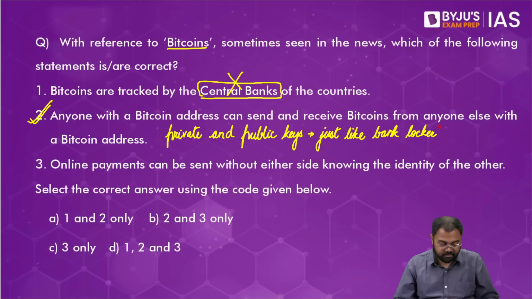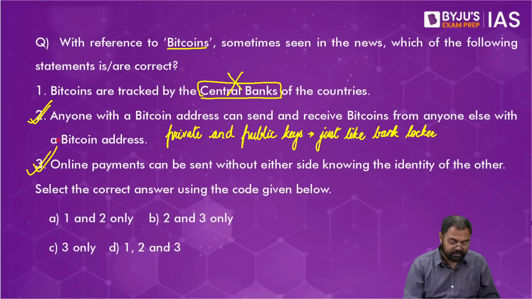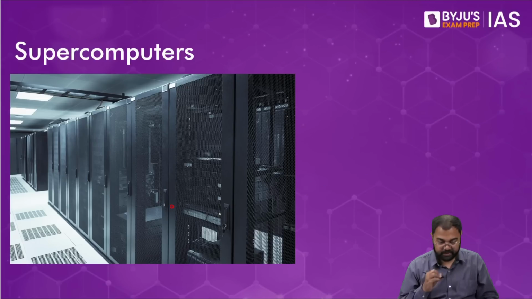The third statement is, online payments can be sent without either side knowing the identity of the other. This is true, correct? This can be done anyway. So that's why the correct answer will be B, 2 and 3 only.